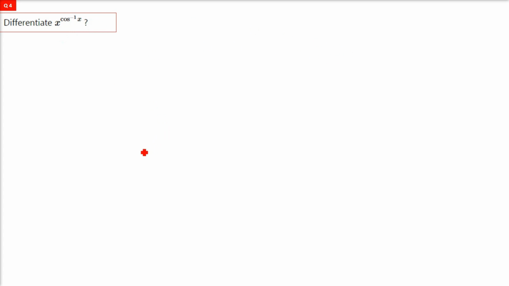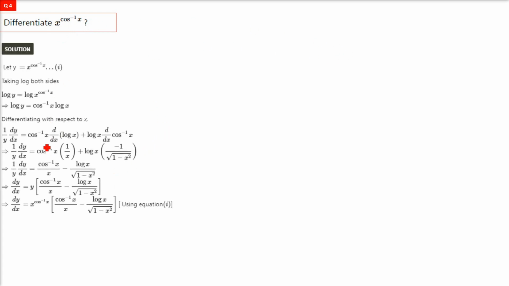Next is x to the power cos inverse x. So this is a reference for those who want to do it by themselves. y is equal to x to the power cos inverse x. Take the log on both the sides. So it will be log y is equal to cos inverse x will come in front, so cos inverse x and log x it will be.